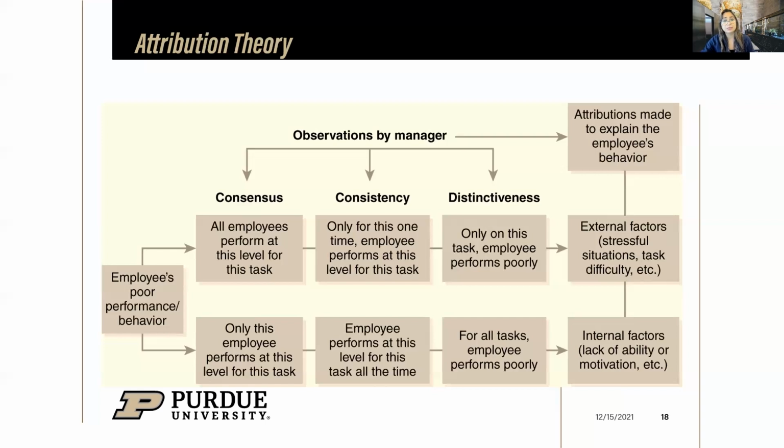Then distinctiveness, again, is whether it is only this task that is specifically resulting in poor employee performance, or that employee's performance is poor for all the other tasks. So this is what the observations the manager is getting from all the various different senses that they are getting. And eventually, the external factors and the internal factors are taken into consideration, which eventually results in the attributions made to explain the employee's behavior by the manager. And this is how we apply the attribution theory to any behavior that we see within an organization.